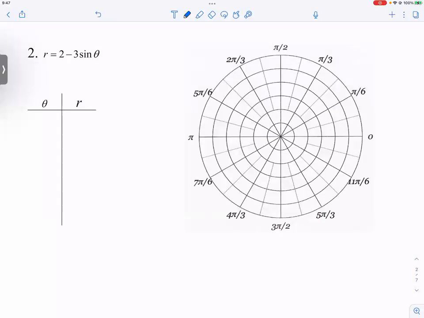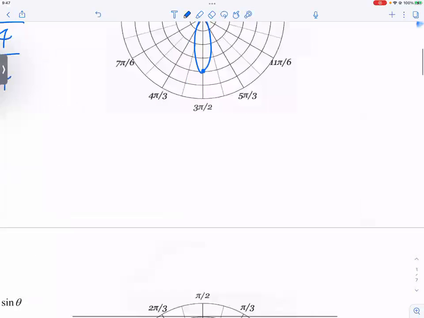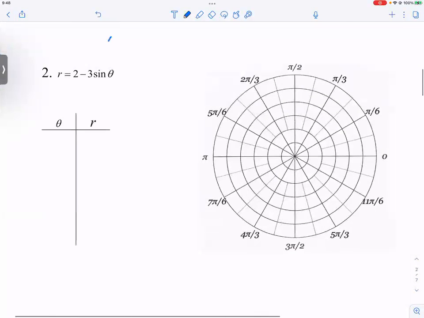Now for number 2, what shape is this? If you can tell from the previous lessons, you can easily tell that it is a Limaçon. Oops, let me write this C better. Limaçon with inner loop.